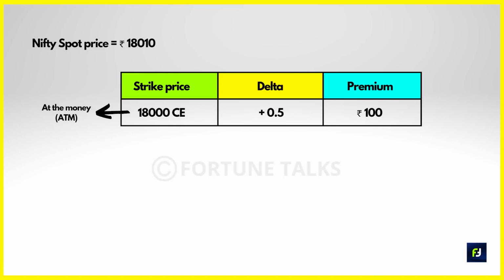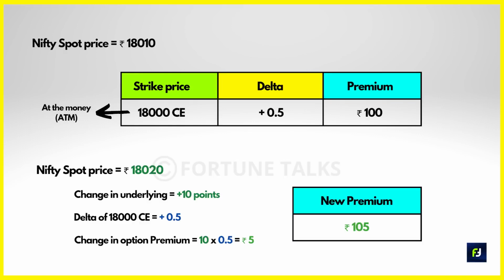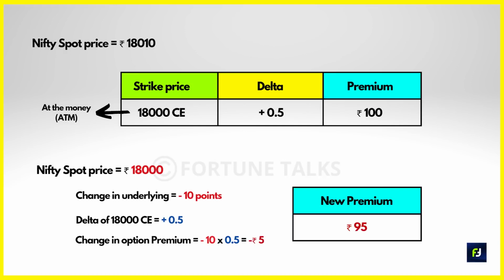What this means is that for every 1 rupee change in Nifty spot price, the 18,000 call option premium will increase by 0.5. So if the spot price changes to 18,020, that is spot price increased by 10 points, then the call option premium will increase by 5 points to 105 rupees. And if Nifty falls to 18,000, that is spot price decreased by 10 points, then the 18,000 call option premium will drop 5 points to 95 rupees.